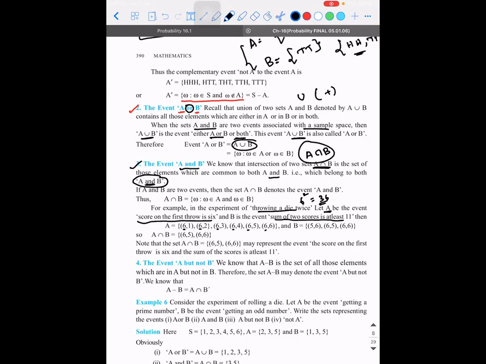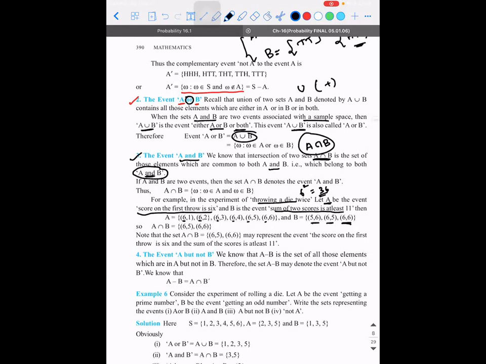Then what about B? B is the event such that the sum of the two scores is at least 11. At least means minimum 11, maximum 12, because 6 and 6 is the largest that can appear, right? So 11 means you can think of 5, 6 and 6, 5. They both are different. So 5, 6 and 6, 5 will give you 11, and 6, 6 will give you 12.